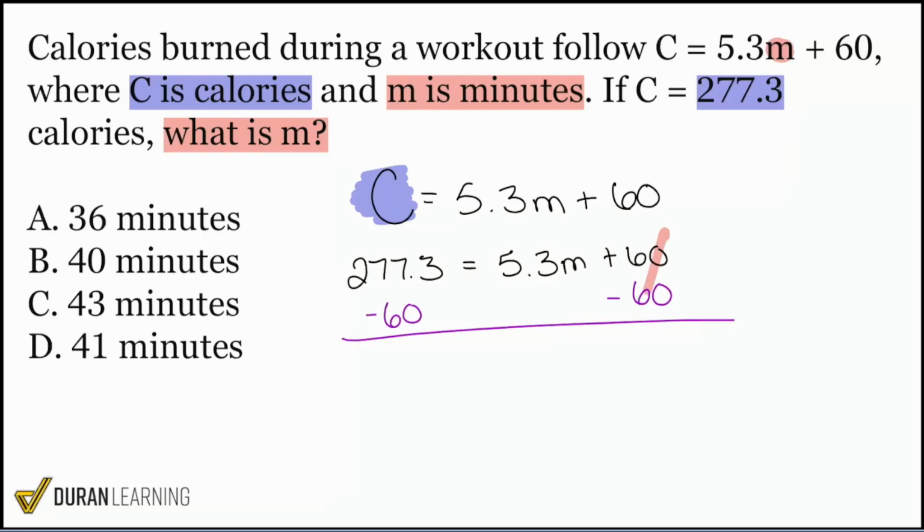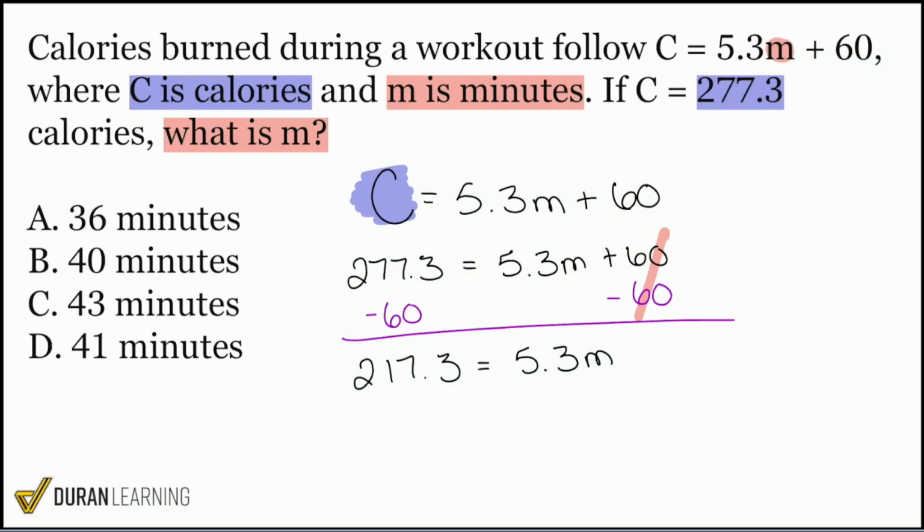Once we do that, it cancels out on the right side, giving us 277.3 minus 60, and that'll be 217.3 right there. So we have 217.3 equals 5.3M. All right, there we are, my party people. We have one more step to go. That one last step is going to involve getting rid of that 5.3.